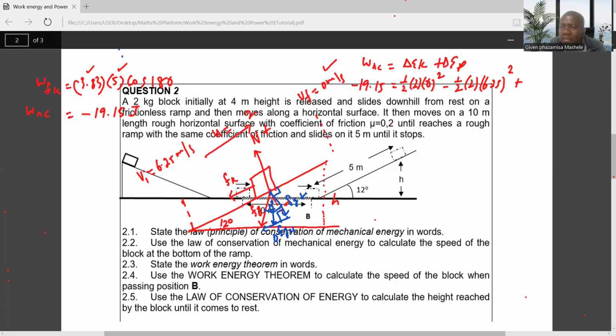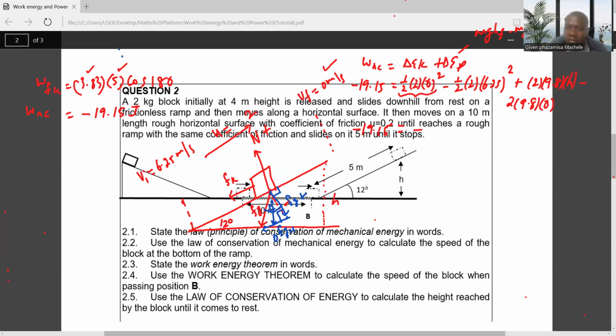Plus potential, it's mgh. Remember, we want mgh final minus mgh initial. We spoke about this. What is the mass? 2, 9.8. What is the height final? We don't know, it's what we want, so it's h, minus 2 into 9.8. What is the height initial? 0. So we're going to have minus 19.15. This guy will become 0. And we're going to have minus half times 2 times 6.25 squared.